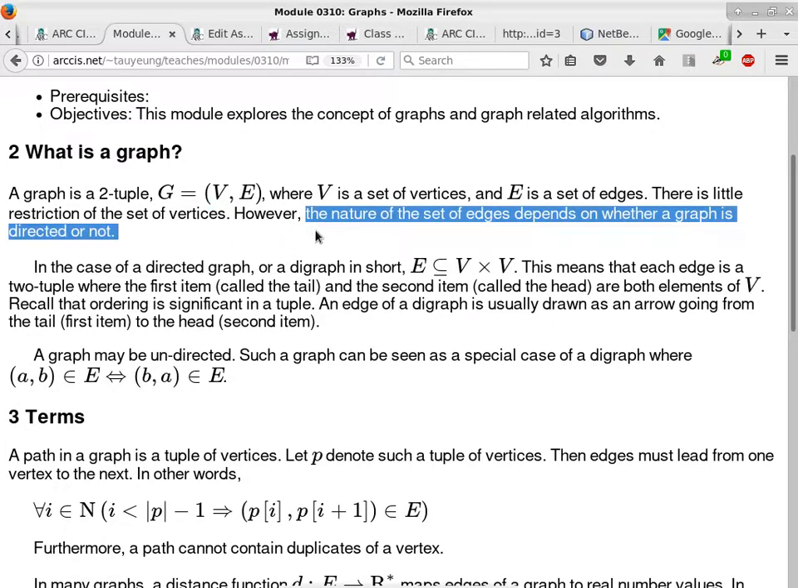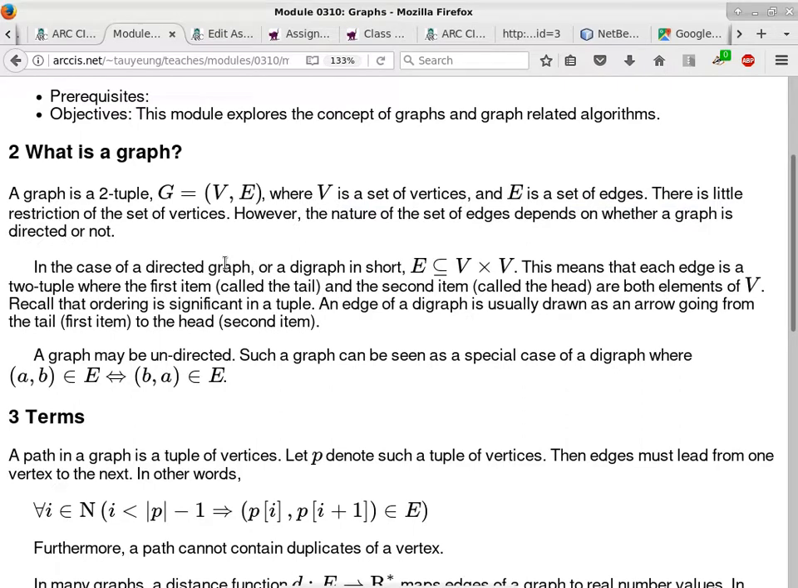The nature of the set of edges depends on whether the graph itself is directed or not. In the case of a directed graph, or digraph for short, the set of edges is a subset of the Cartesian product of vertices times vertices, which means each element of E is a two-tuple.